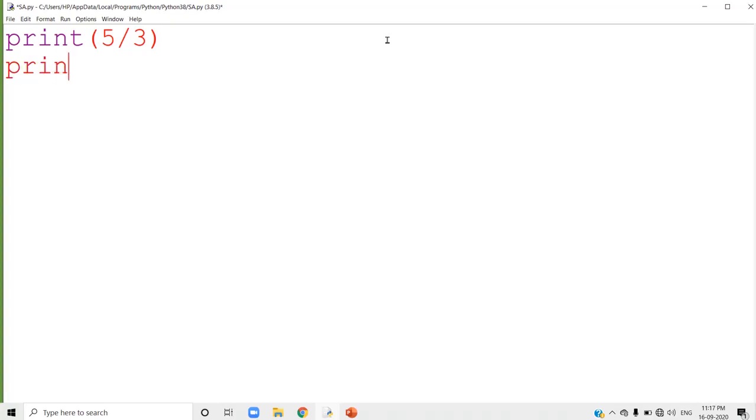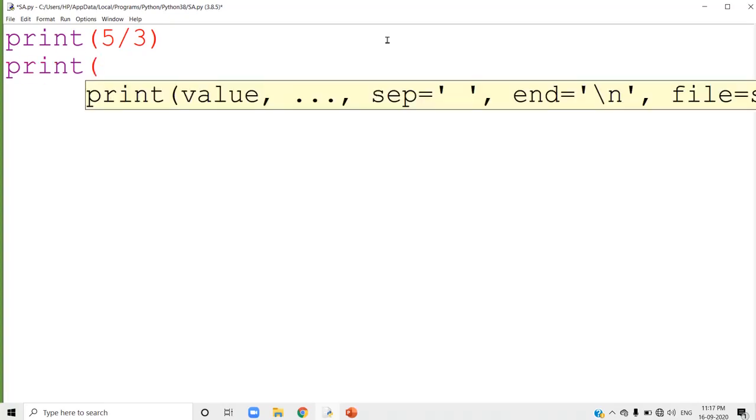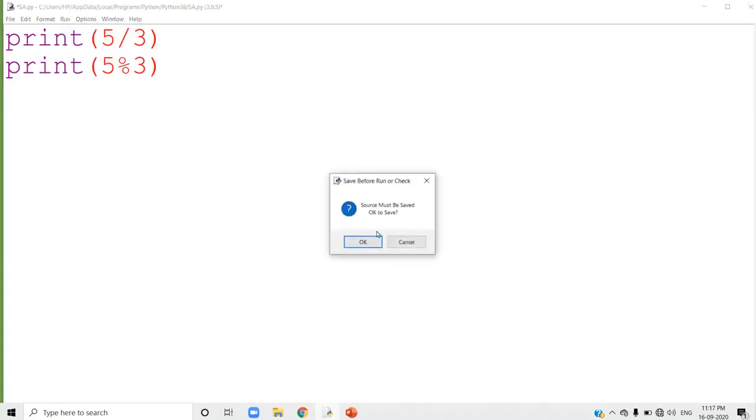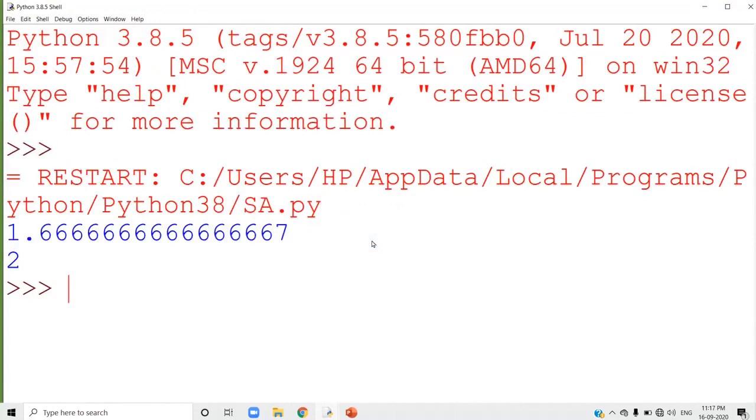Now I am going to use print 5 percentage 3. I already told that the percentage sign is used as the remainder operator. After dividing 5 by 3, what is the remainder? 5 divided by 3, how many times? Only one time. And the remainder will be 2. So we are expecting the value 2. Run this program. Yes, the answer is 2. So that is the remainder operator.